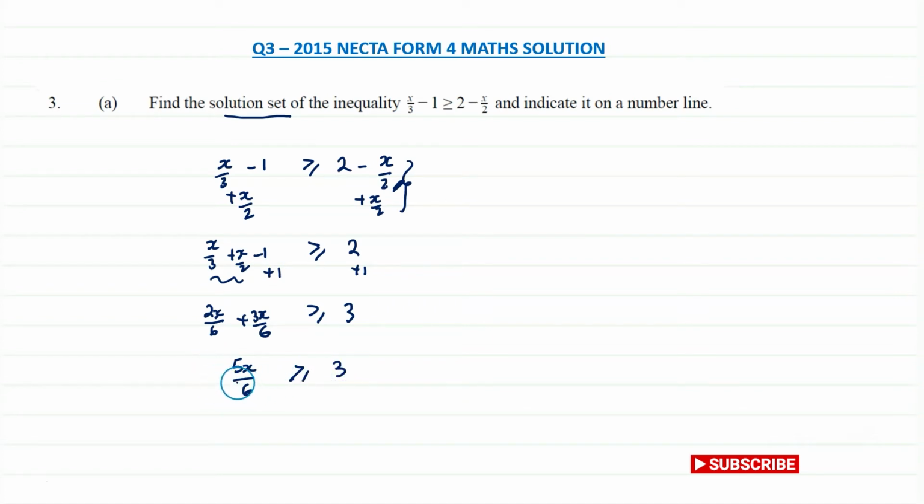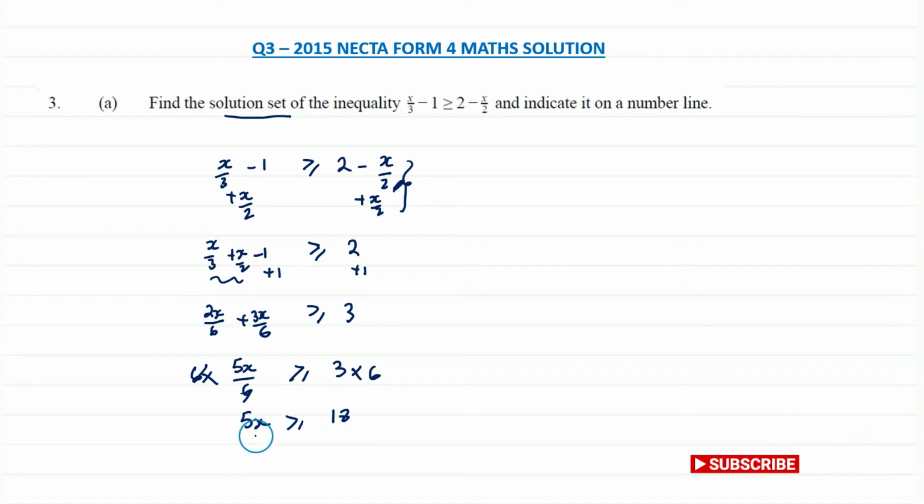Now, how do I deal with this 6 over here? It's been divided at the moment, and I need to get rid of it. What do we need to do? Well, you need to do the opposite. The opposite of division is multiplying. So we're going to multiply in order to get rid of this. But what else do we need to do? We need to balance it, so we need to do it on this side as well. So this goes and that goes. Then you have 5x greater or equal to 18.